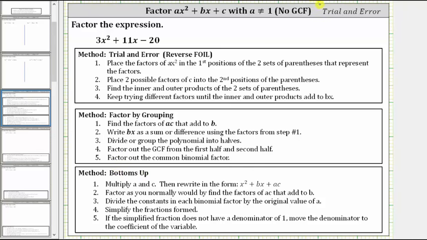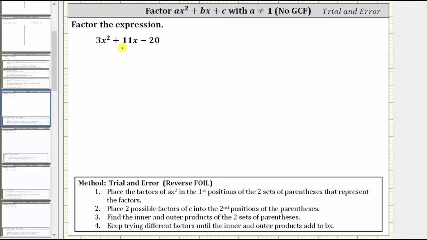Let's begin by using the method of trial and error to factor 3x squared plus 11x minus 20. Notice how there is no common factor other than 1, and therefore if the trinomial does factor, it will factor into two binomial factors.